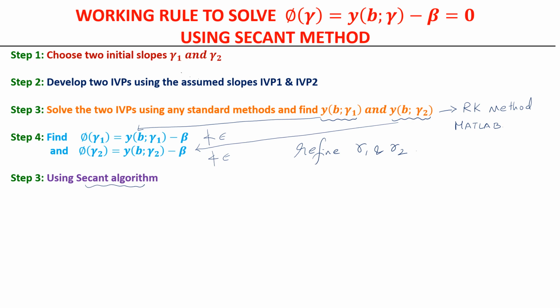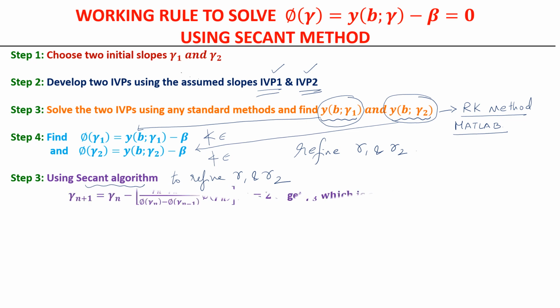Let me recall: we are choosing the two slopes. Step 1, we are identifying the two IVPs. Step 2, we are solving the two IVPs. Please remember, we are repeating the process two times. The RK method is used to get the solution for IVP1, which is y of b comma gamma 1, and for IVP2 to get the solution y of b comma gamma 2. Then we check it by subtracting the target and we find that both are not less than epsilon, not within the permissible limit. So now we have to use the secant algorithm to refine gamma 1 and gamma 2.